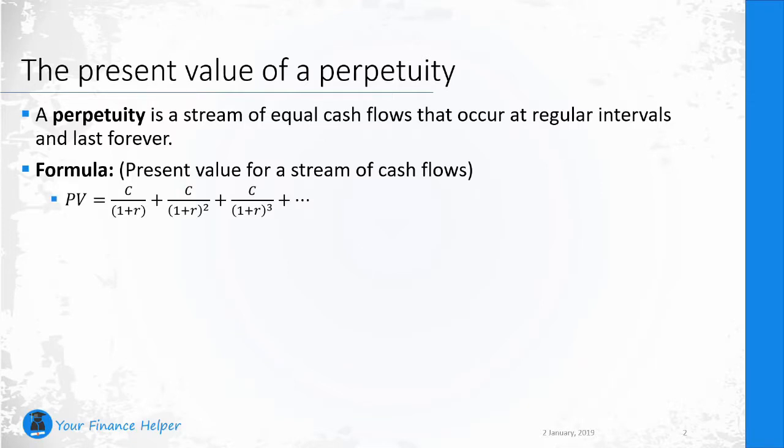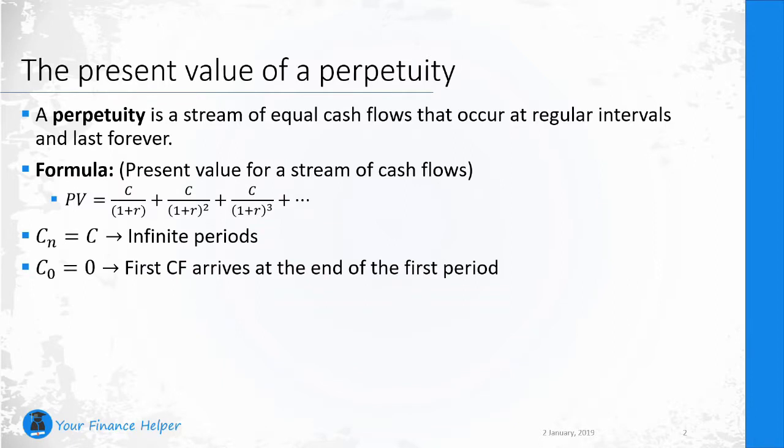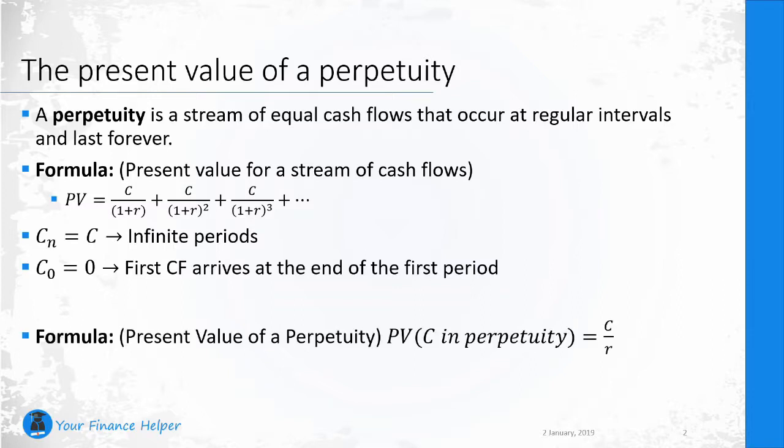This is very similar to our normal present value formula for a stream of cash flows. However, there are a few differences. One difference is that with a perpetuity, the payment or the cash flow that you receive simply continues infinitely. It never ends. And also the first payment arrives at the end of the first period, which is the reason why our C subscript 0 is equal to 0. So the present value formula for a perpetuity is our cash flow divided by our interest rate.